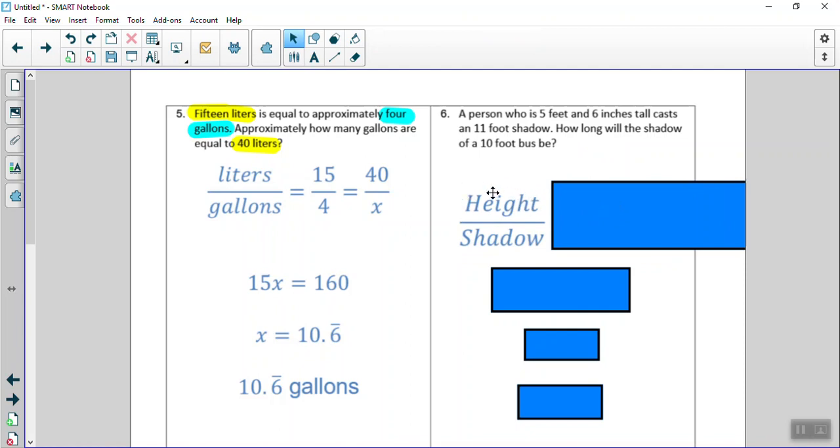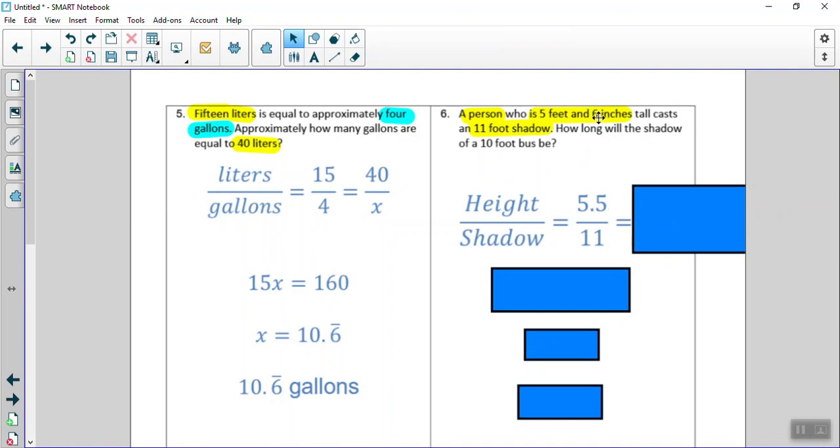Height might be a little confusing, but I always do height to shadow. Height is how tall the actual object is, whether it's a person, a building, a tree, whatever it may be. And then the shadow is talking about the shadow height. So the two things we're comparing are the height of the thing to the shadow of the thing. So first, we're looking at the person, and the two objects have their own fractions. Our person is 5 feet 6 inches tall and casts an 11-foot shadow. So here is my first fraction.